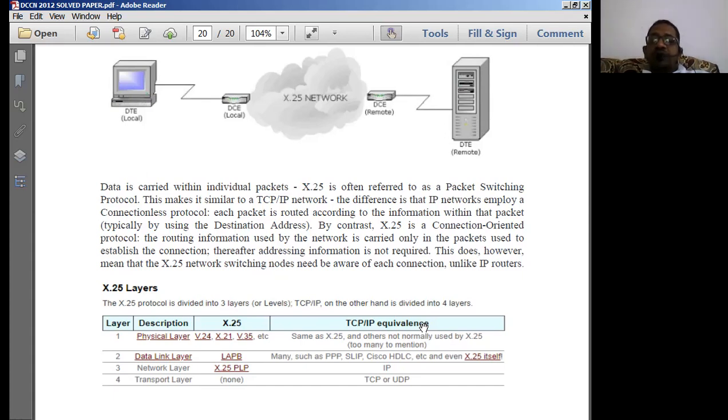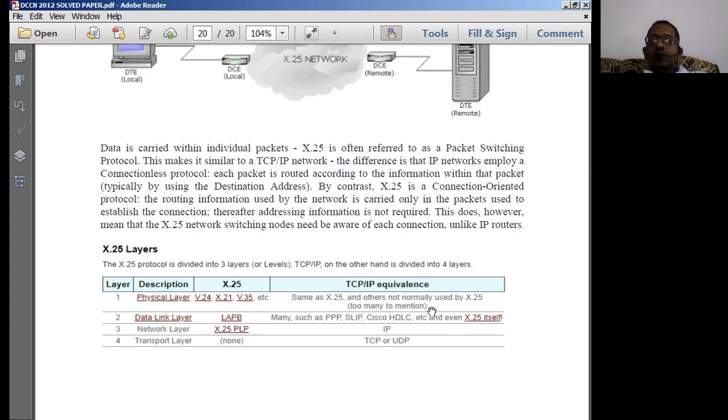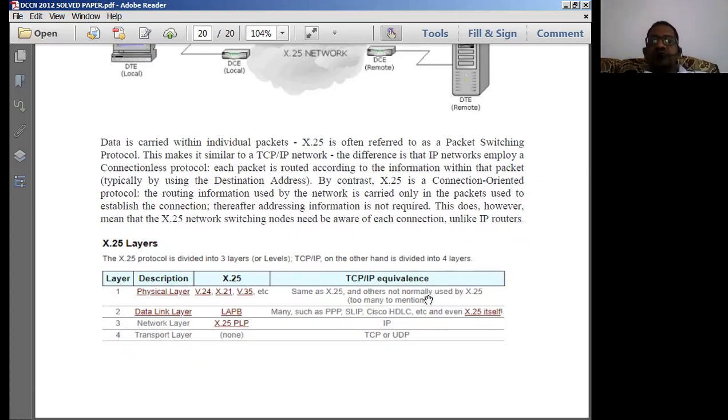Once the connection is established and the data is being transferred, in between you cannot change this connection to another connection. That is the problem with the X.25 network. So what is the advantage here? This does however mean that X.25 network switching nodes need not be aware of each and every connection in that particular process. That is the advantage which we are going to have.